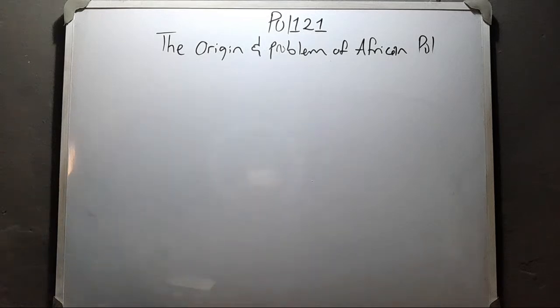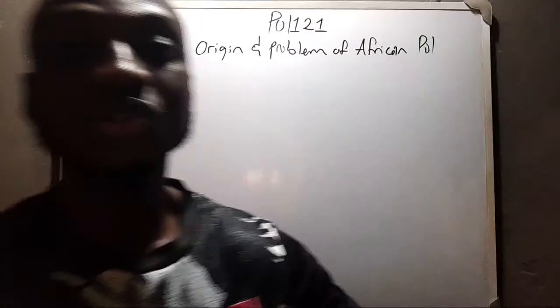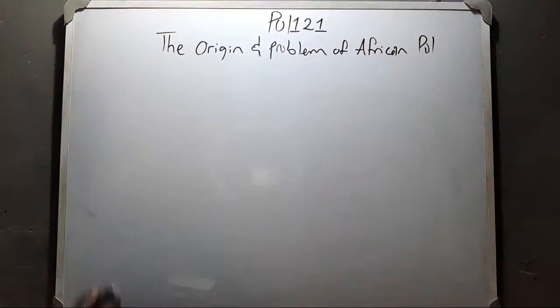Now let's continue. Number three, we have double allegiance. The other negative implication of ethnicity in African politics is that it has made the task of nation building difficult. Double allegiance, nation building difficult.